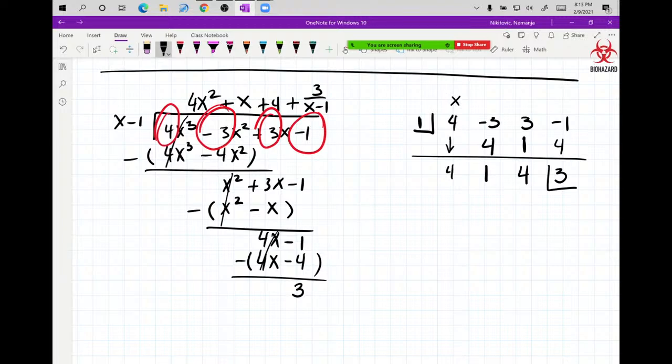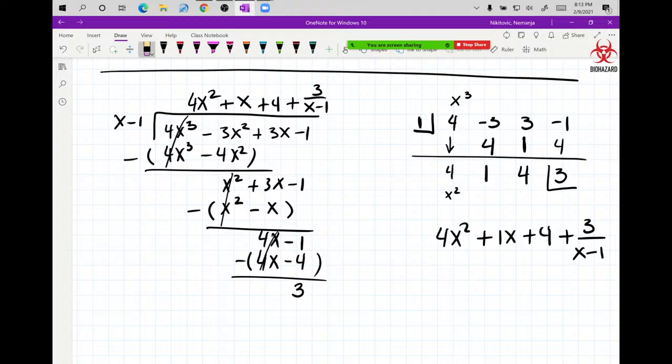If this started as x cubed, then this one starts as x squared. So 4x squared plus 1x plus 4 plus 3 over x minus 1. Hey, that's exactly what we have over there, except we are able to do it in 30 seconds rather than going crazy with all of the calculations.